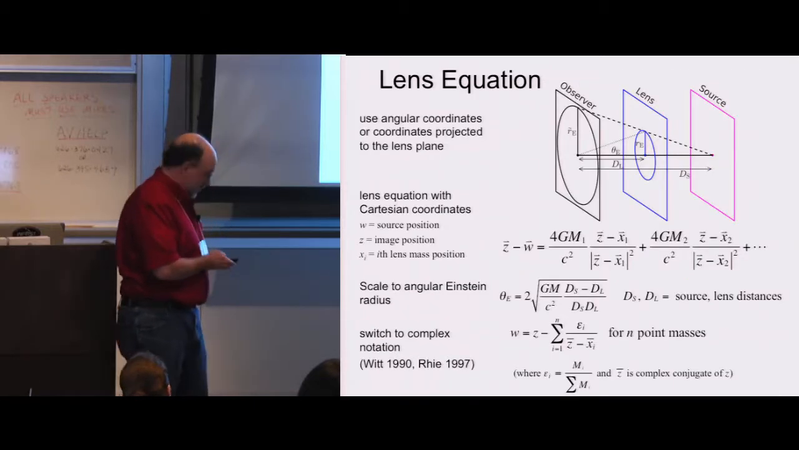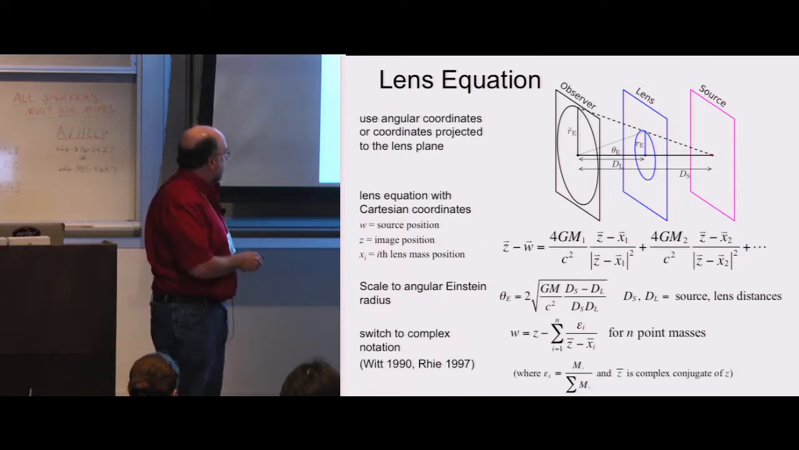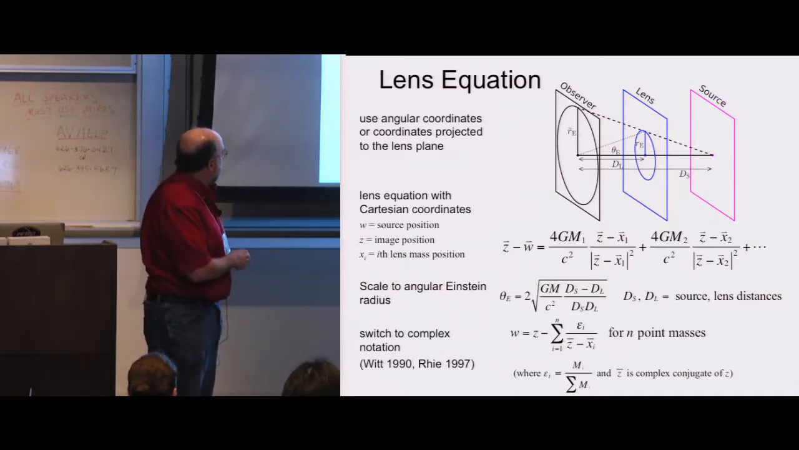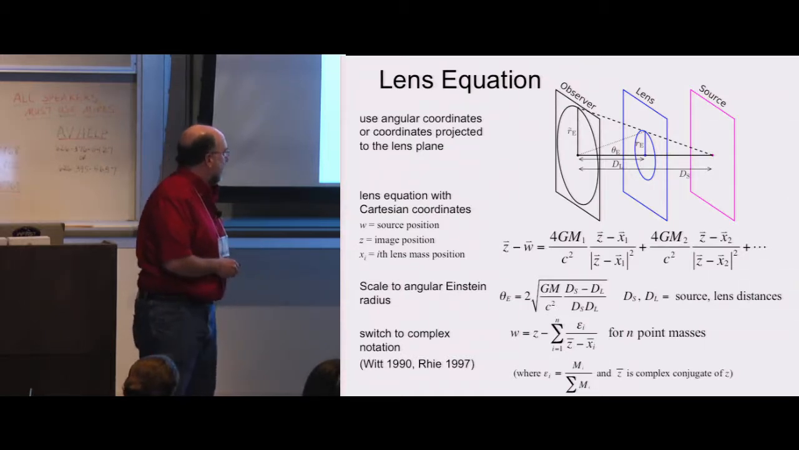All right, so now here's the lens equation. First I include all the constants before I factor them out. So there are three sets of coordinates here. W is the source position, Z is the image position, and then X are the positions of the lens masses. Okay, and it's best to think of these as angular coordinates. It's all in the small angle approximation, so you could project them to the lens plane if you want.